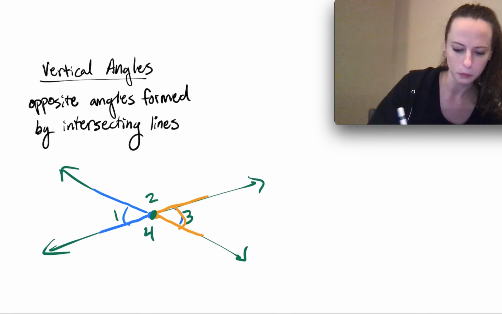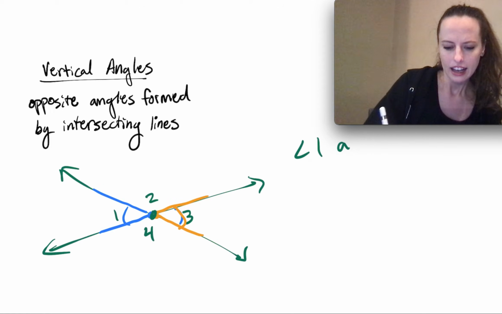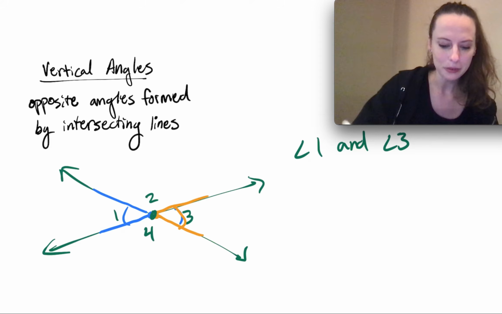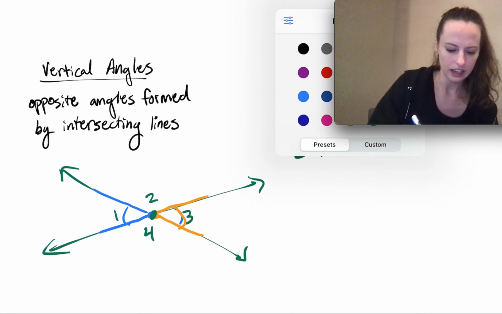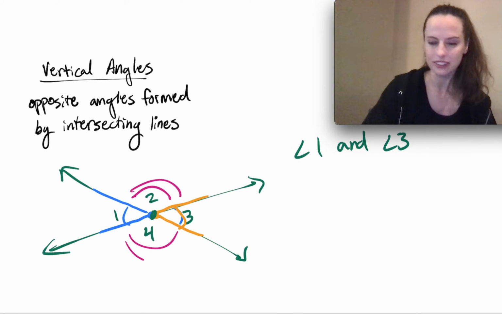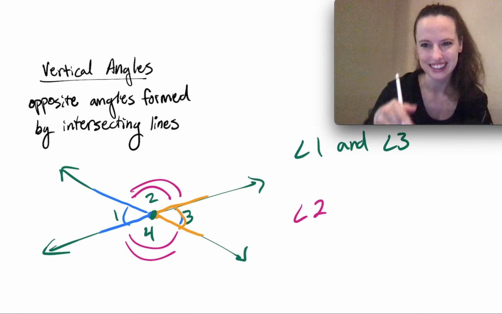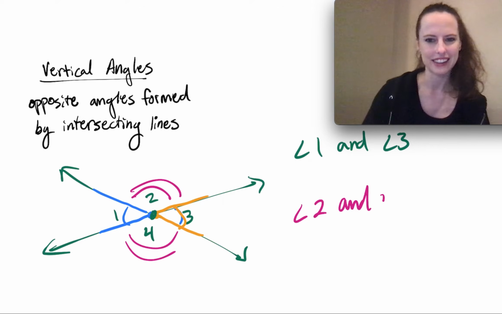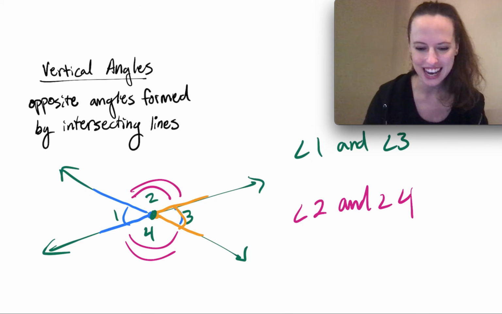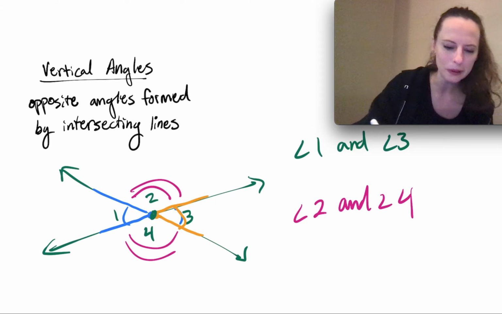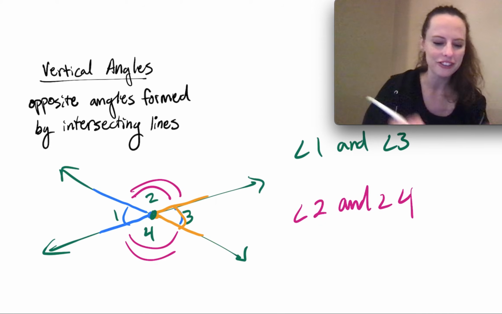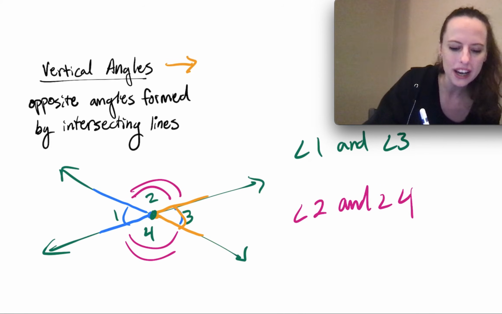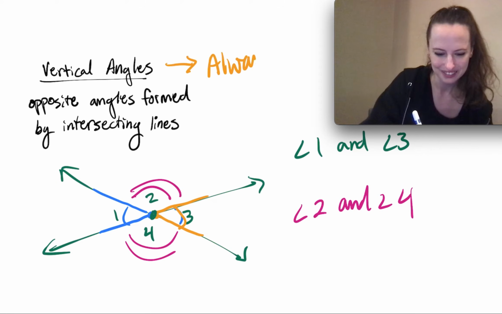So we would say angle 1 and 3. And then we can also likewise say angle 2 and angle 4, because those 2 angles are also directly opposite each other. All right, and the key thing when it comes to vertical angles, which is super helpful and important, is that vertical angles are always congruent.